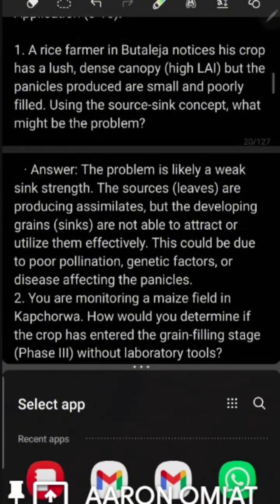I believe this is for Amina. You are monitoring a maize field in Kaptura. How would you determine if the crop has entered the grain filling stage, phase 3, without laboratory tools? Because phase 3 is the drying phase. The grain filling phase, like the fruiting phase, or tuber something like that. You can notice a change of color of the leaves.